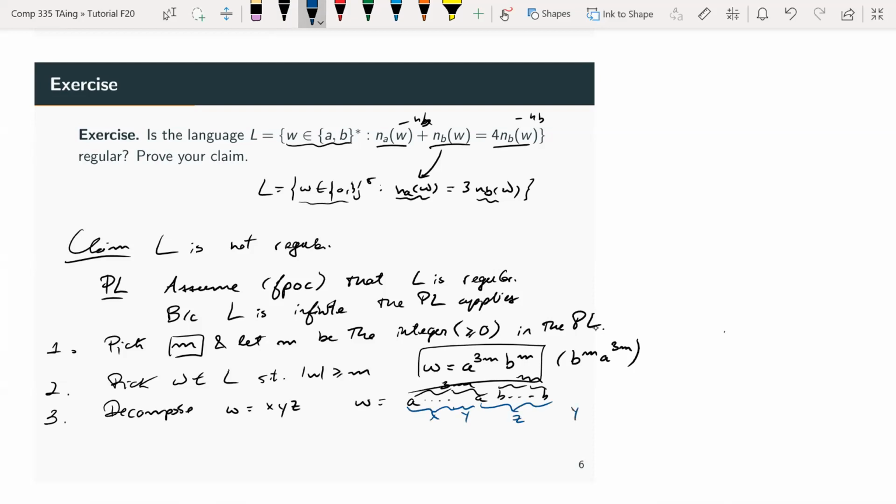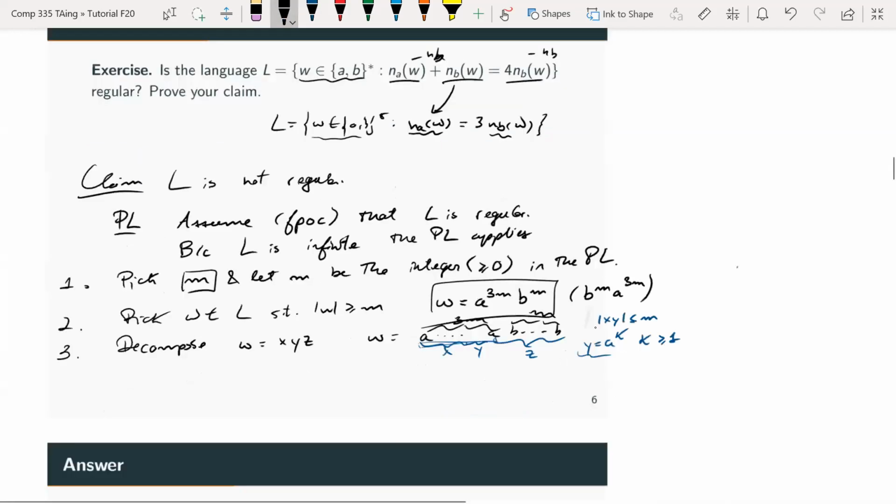So I know that Y is going to look like A to the K for some K greater or equal to 1, right? And of course, this is because |XY| is less than or equal to M. So my XY is within the first M symbols, so it must be within the first M A's. That's why my Y is just a sequence of A's. It's just a sequence of K A's.